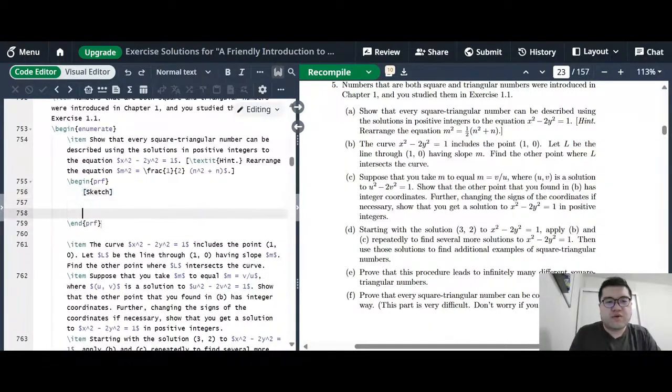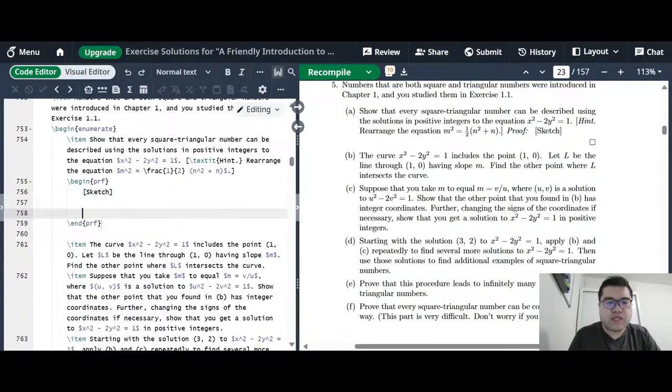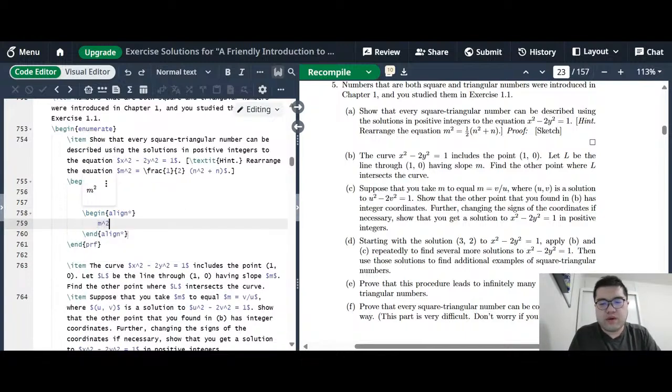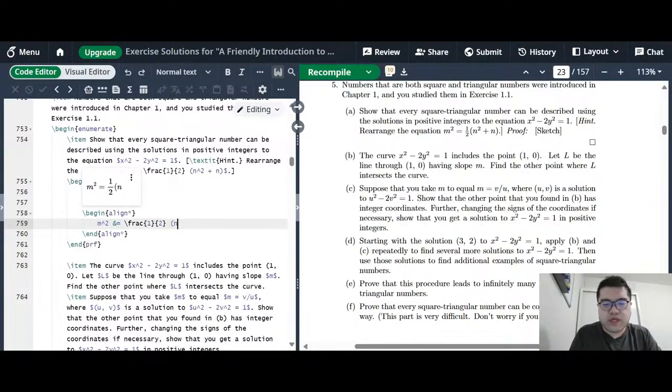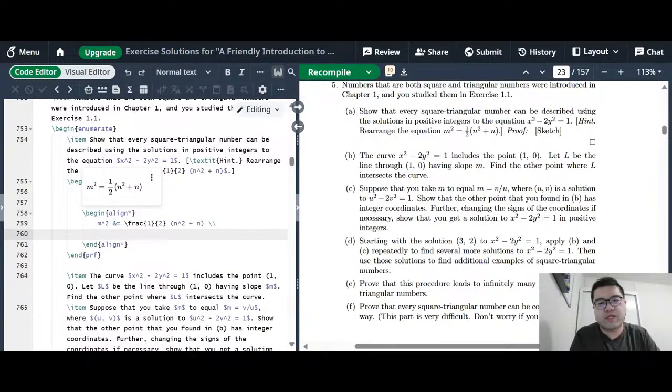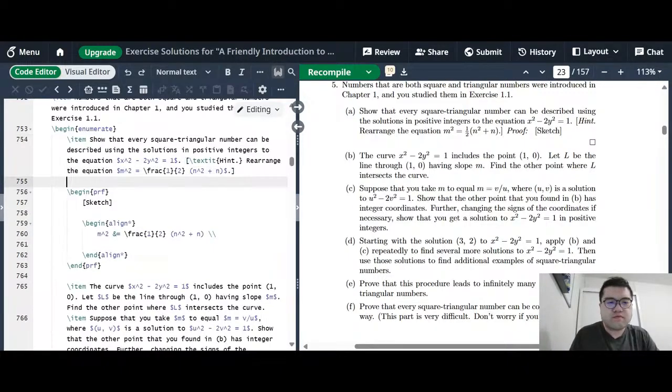In this sketch, we'll just start with the equation in the hint. So in this equation we have m squared is equal to 1/2 times the quantity n squared plus n. Of course, we're doing scratch work so far, so don't worry about the details such as naming that m and n are integers. We know what they are for now. We're just trying to get a big picture for now.